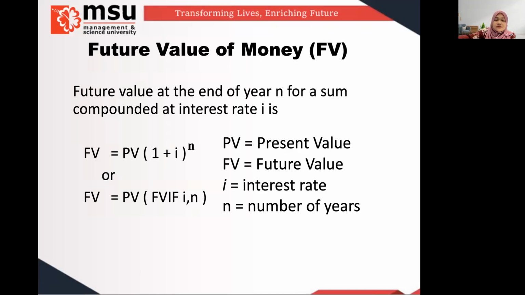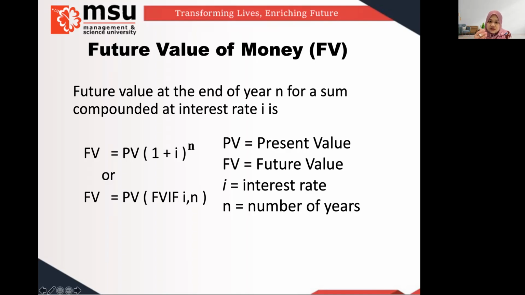So future value is the value of tomorrow's value. Okay. So it is the future value at the end of year n for a sum compounded at interest rate i. It means that for future value, we want to know how much it is compounded to the end of the years. So that is future value, the value of tomorrow's value.